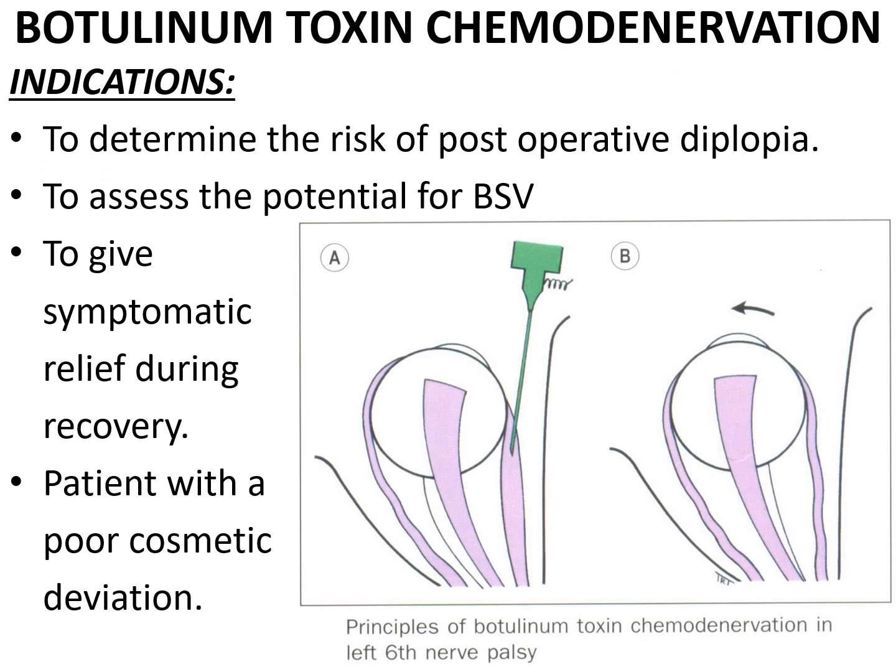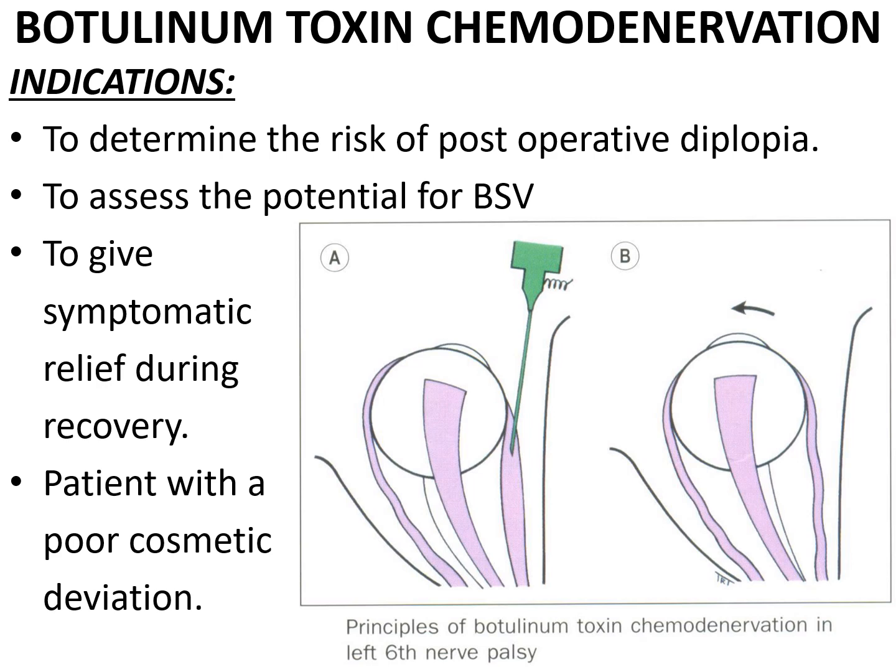We can treat the diplopia by patching the healthy eye or the involved eye, or we can treat the diplopia by botulinum toxin injection, that is called chemodenervation. And the indications of botulinum toxin chemodenervation are to determine the risk of post-operative diplopia, to assess the potential for binocular single vision, to give symptomatic relief during recovery, or for patients having poor cosmetic deviation.